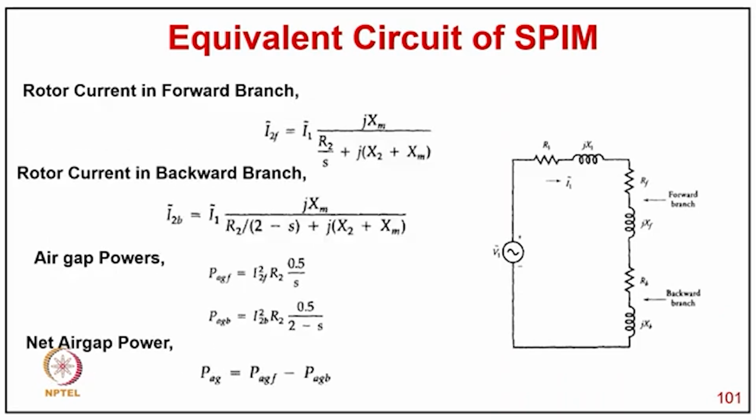Then you can find the forward branch current I2F from I1 times jXM divided by R2 by S plus jX2 plus XM, and similarly the current in the backward field I2B is I1 times jXM divided by R2 by (2 minus S) plus jX2 plus XM. The air gap powers are the forward power PAGF equal to I2F squared 0.5 R2 by S, and PAGB equal to I2B squared 0.5 R2 by (2 minus S), and the net air gap power crossing the air gap from stator to rotor is PAG equal to PAGF minus PAGB.